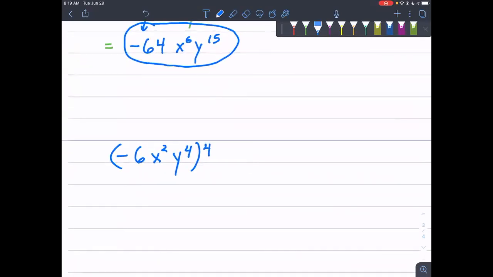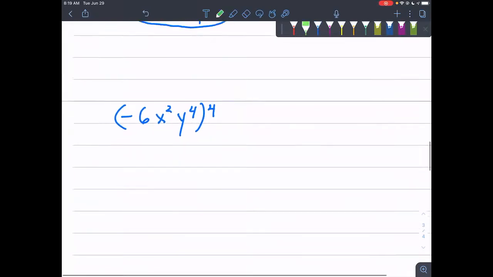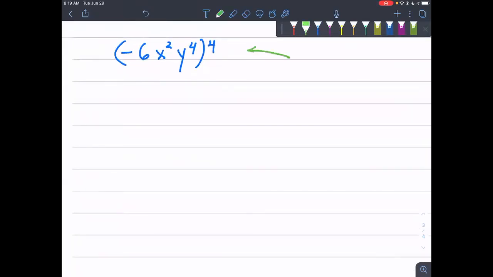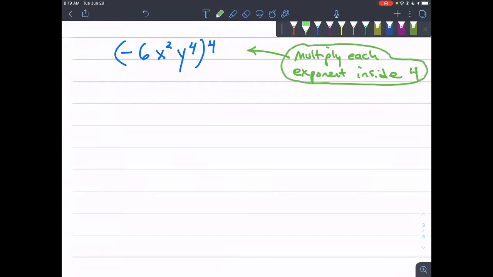Negative 6 x to the 2nd, y to the 4th, all to the 4th. So a lot like the last one. Multiply each exponent inside. What are we multiplying each exponent inside by here? 4. So I'm going to write negative 6, and I'm going to put that in parentheses to the 4th, because don't forget it has a 1.